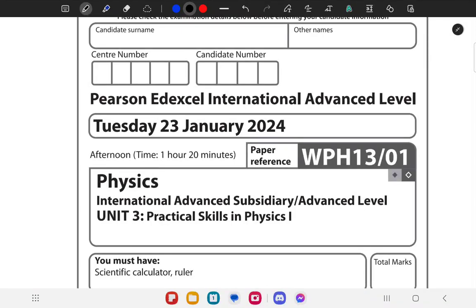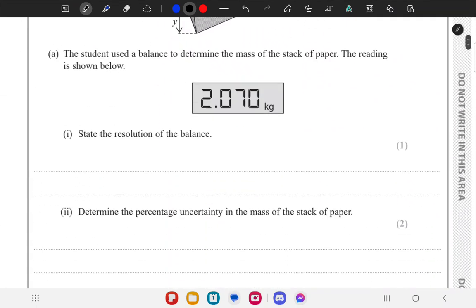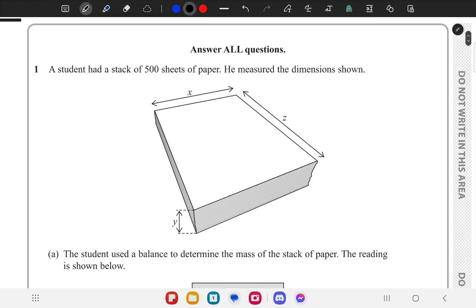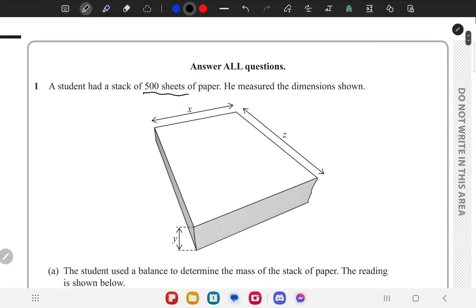Welcome to Mathematics. Today we'll be solving the Pearson Edexcel IAL paper of Physics Unit 3 from January 2024. In question 1, we have a stack of 500 sheets of paper.